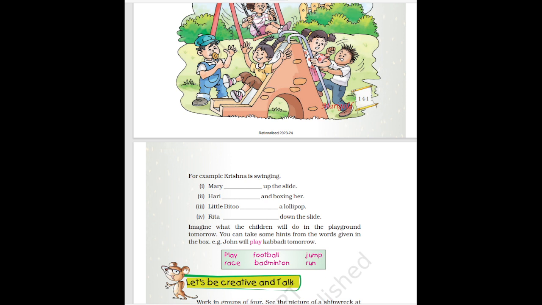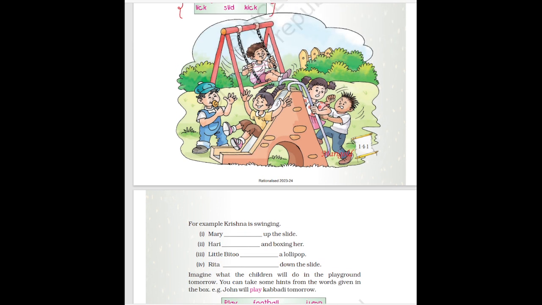For example, Krishna is swinging. Here a picture is given. What you can see: one boy is swinging, one boy is licking a lollipop, a girl is sliding down, another girl is climbing up the stairs, and this boy is looking angry and he is beating or kicking. So you can write Mary is dash up the slide, Mary is climbing up the slide. Hari is kicking, K-I-C-K-I-N-G. Hari is kicking and boxing her. See, this boy is beating, kicking and boxing this girl.